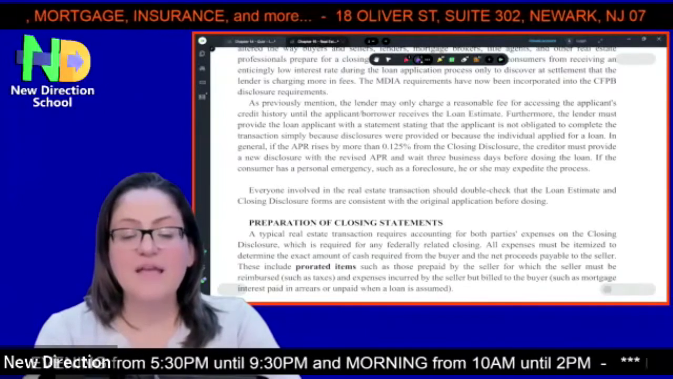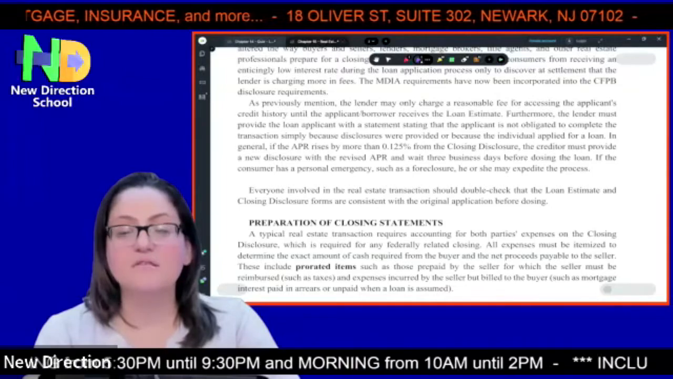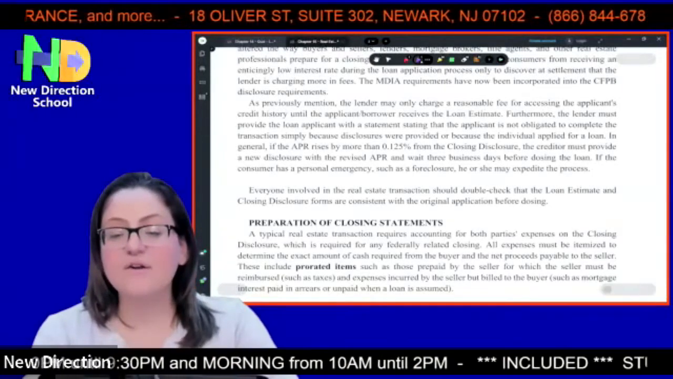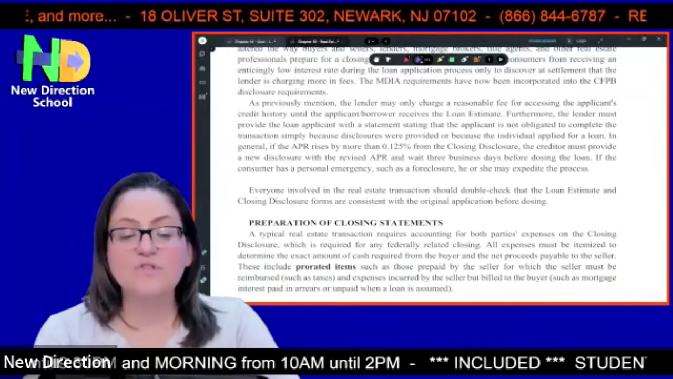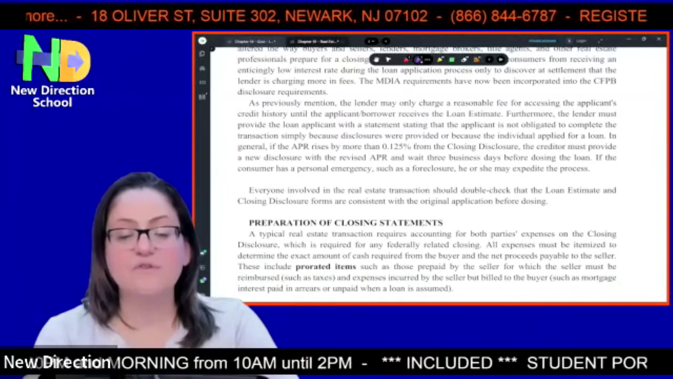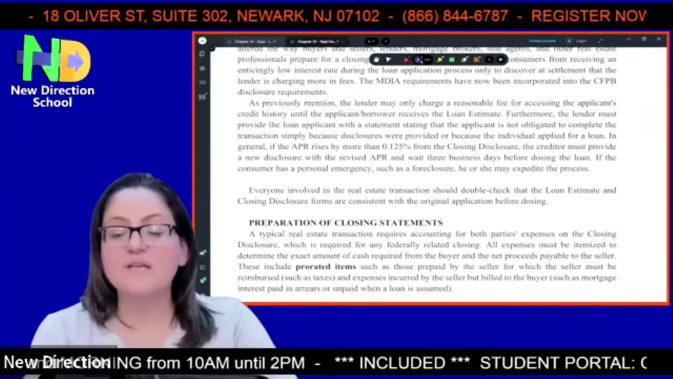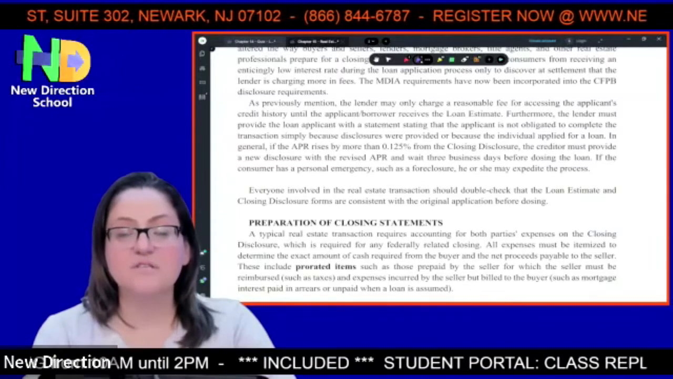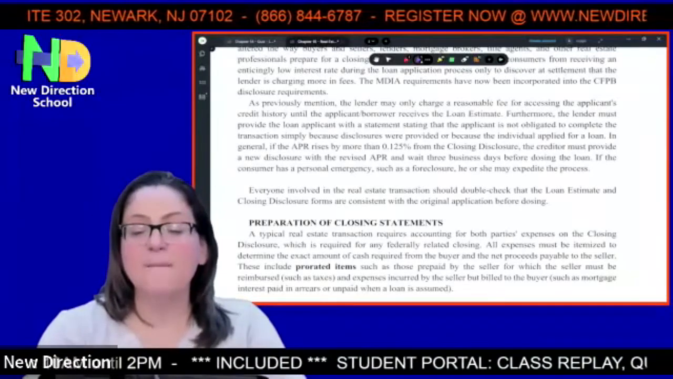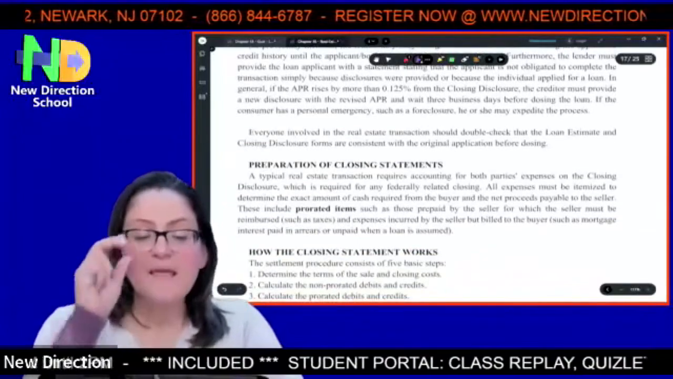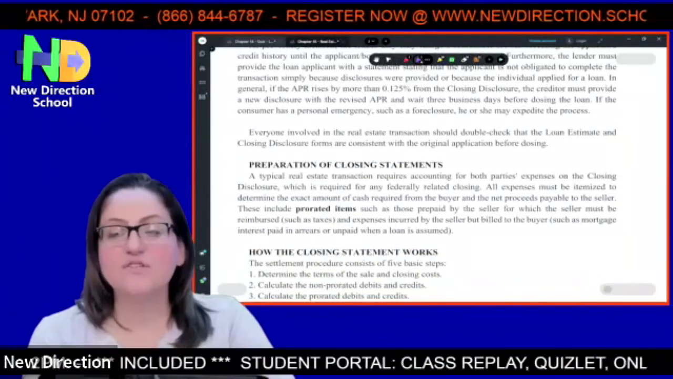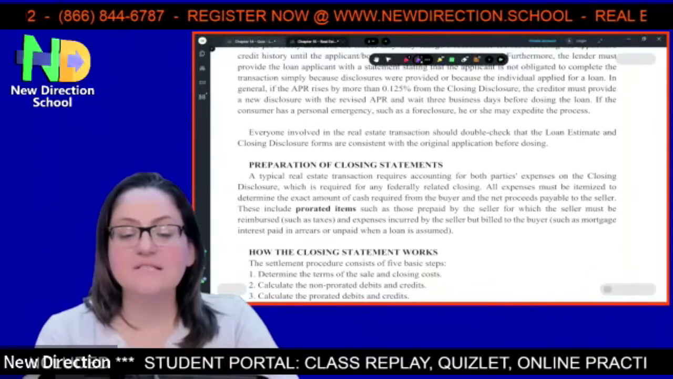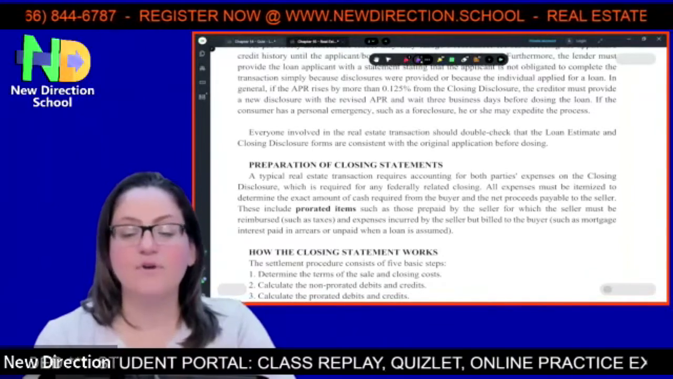In general, if the APR rises by more than 0.25% from the closing disclosure, the creditor must provide a new disclosure with the revised APR and wait 3 days before closing the loan. If the consumer has a personal emergency, such as a foreclosure, he or she may expedite the process. Everyone involved in real estate transactions should double check that loan estimate and closing disclosure forms are consistent with the original application before closing.